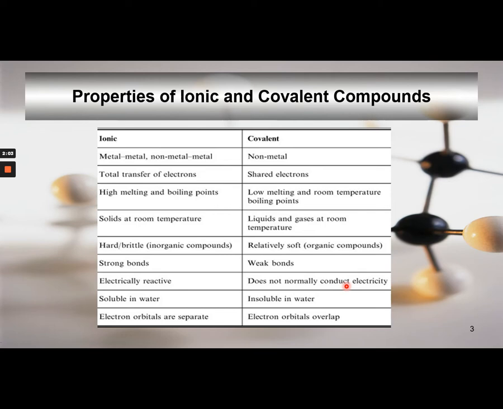The bonds between the metals and the nonmetals of an ionic compound are very strong, whereas those in a covalent bond are very weak. Ionic compounds conduct electricity, and covalent compounds typically do not conduct electricity. Ionic compounds are very soluble in water because water itself is polar. We'll talk about that later. And covalent compounds tend to be insoluble, so think about oil in water, and oil is covalent. And this is important: the electron orbitals are separate in ionic compounds, and the orbitals overlap in covalent compounds.